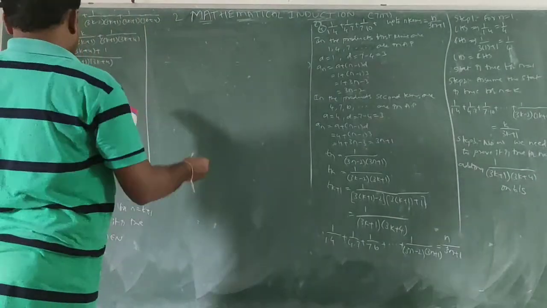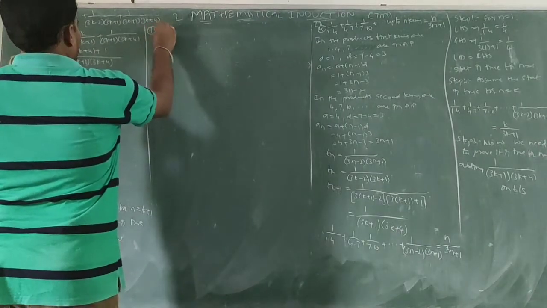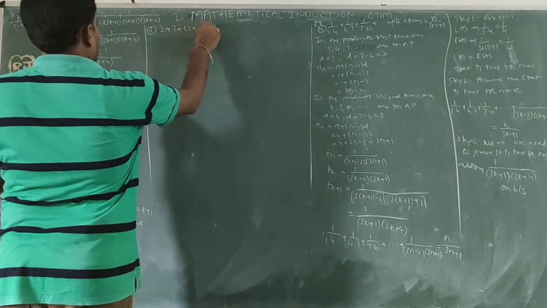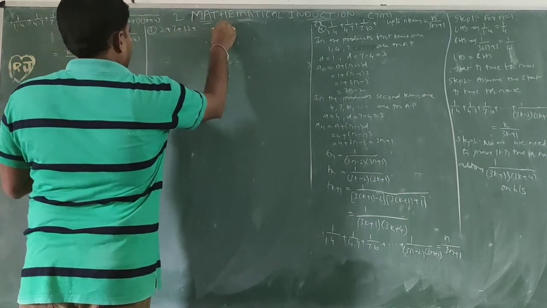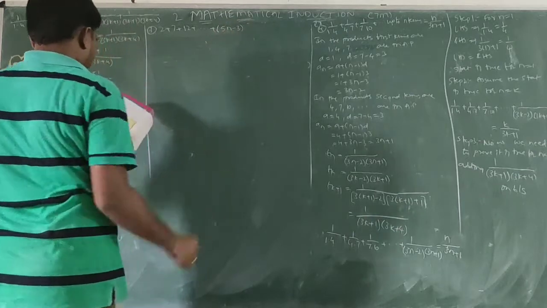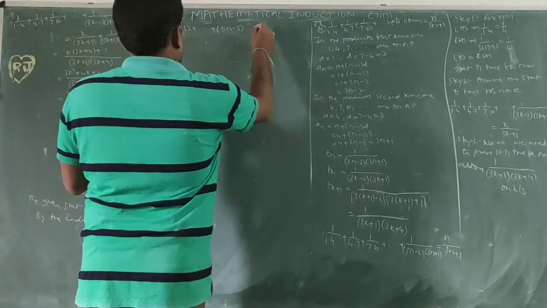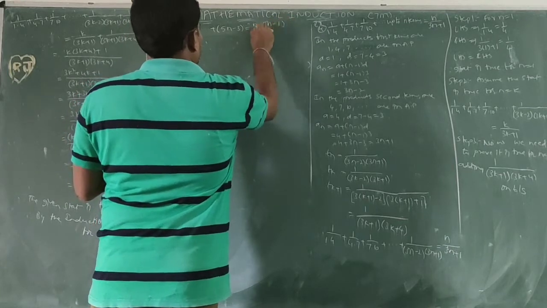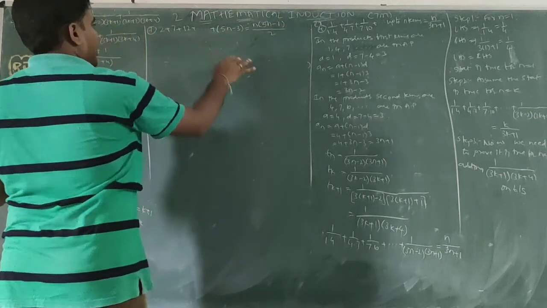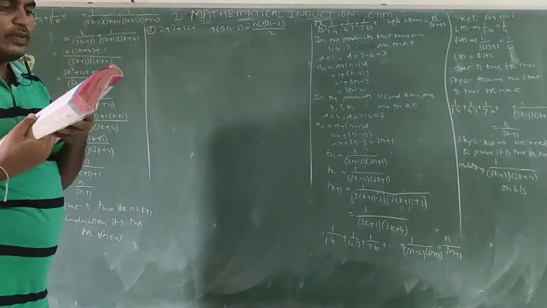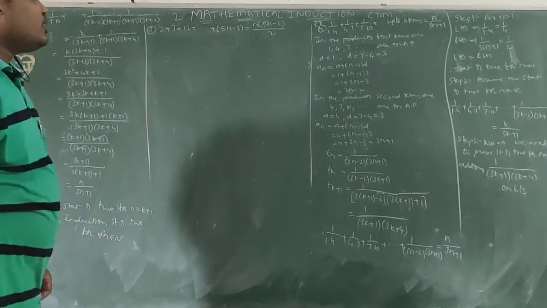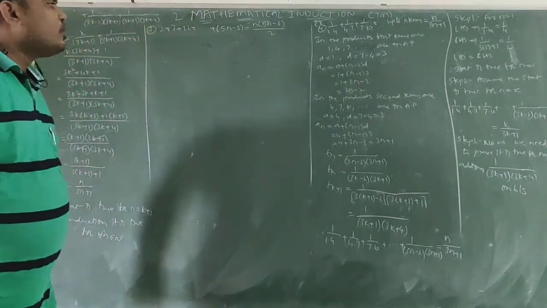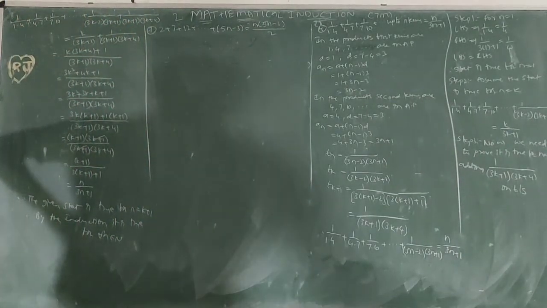Seventh question. 2 plus 7 plus 12 plus up to 5n minus 3 equal to n of 5n minus 1 by 2. So we will discuss this question.